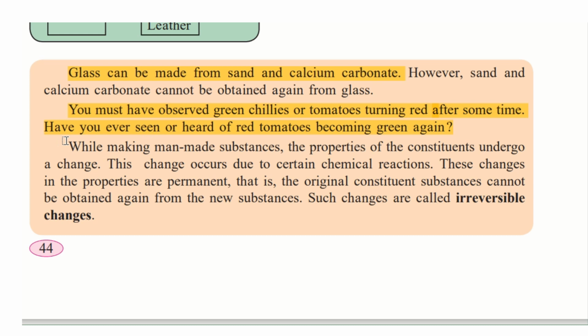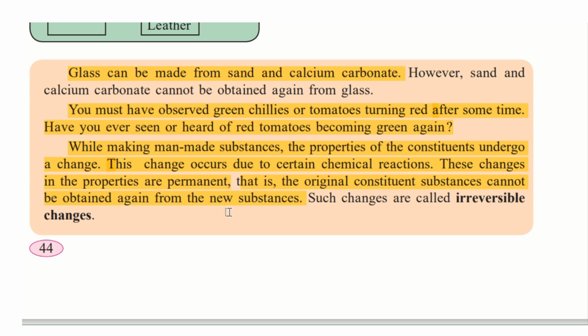While making man made substances, the properties of the constituents undergo change. So, whatever constituent, whatever things we are using to make other substances, those properties undergo a change. They become new substances now, and some of them we cannot bring back again. So, these changes occur due to certain chemical reactions, and these changes in the properties are permanent. So that is, we cannot get them back again. So they are permanently changed. They are changed forever. That is, the original constituent substances cannot be obtained again from the new substances.